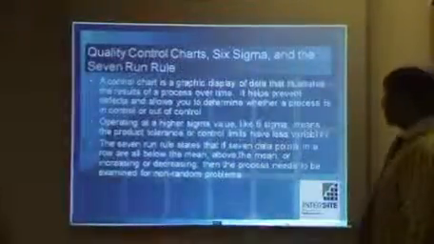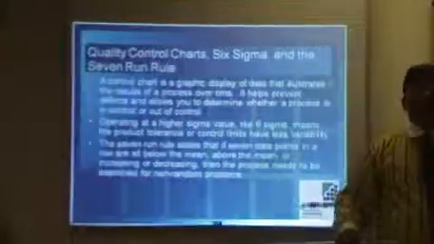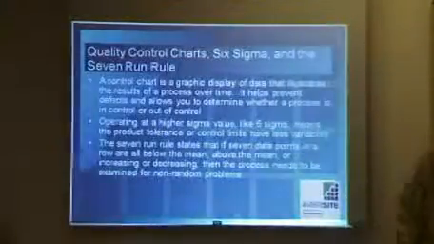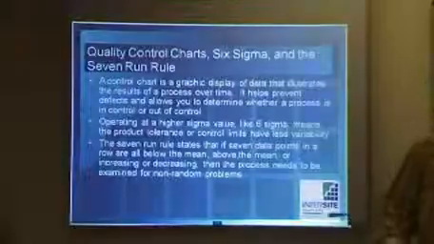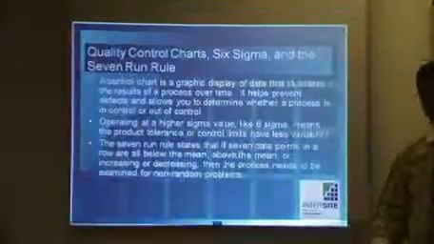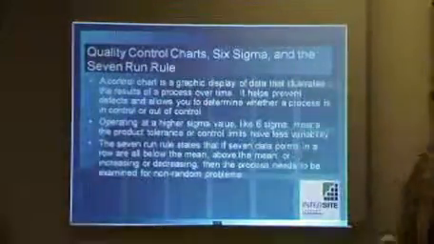Right, so let us look at the quality control tool. What does it do for us? What does it do on a project? What does it do for us when we produce a product or manufacture a product?